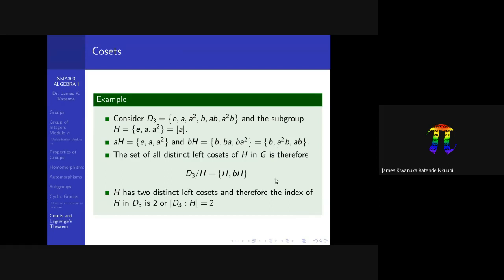You can try to generate these left cosets using other elements in D3, but you won't get any new left cosets. You'll either get this one or this one. You won't get any new ones. So the only two distinct left cosets are these ones, H and BH. Is that making sense?